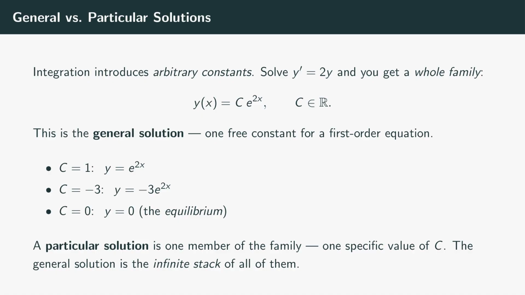A single one of these curves with c fixed to a definite value is called a particular solution. So picture the general solution as an infinite stack of curves filling the plane, and a particular solution as one curve plucked out of that stack. The natural next question is, which one?